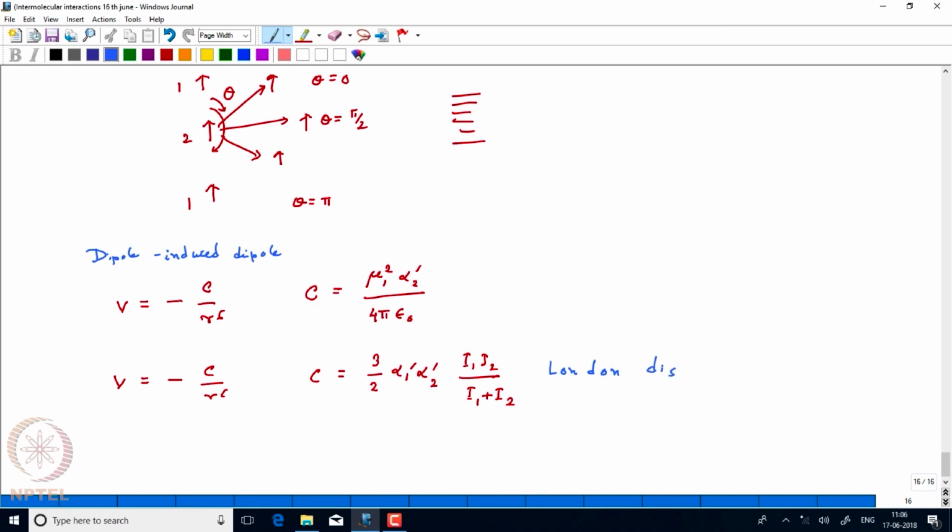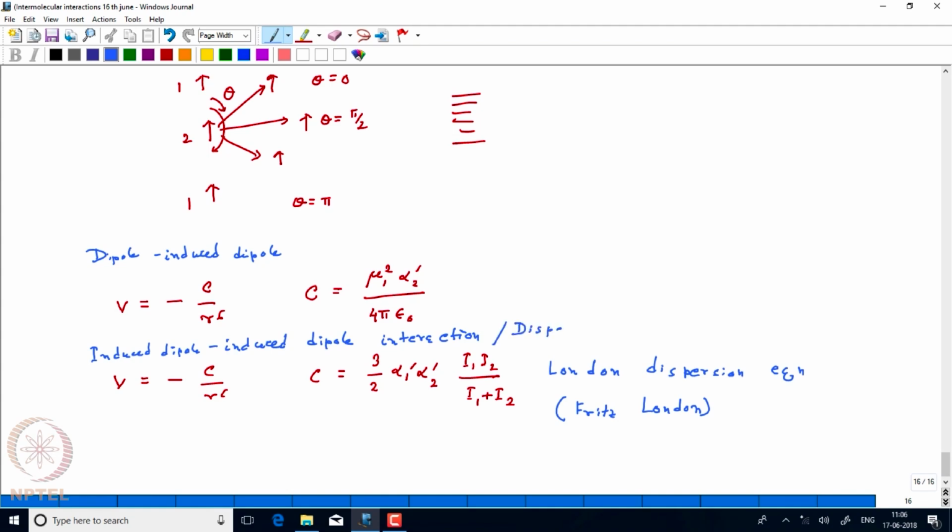So this is after Fritz London, who described the dispersion interaction, which is between an induced dipole and another induced dipole. London dispersion equation. So this is between induced dipole, this should be induced dipole interaction, which is also known as the London dispersion interaction.